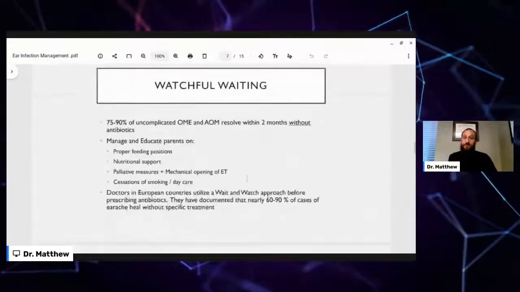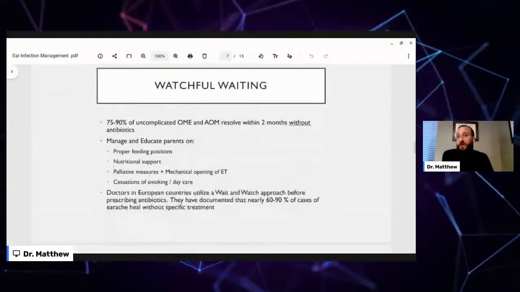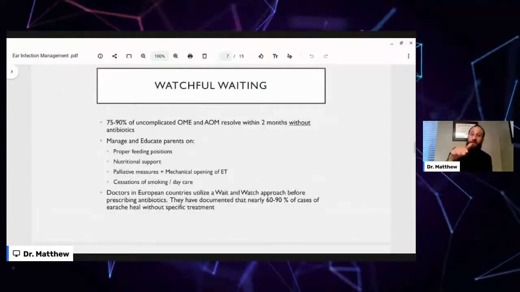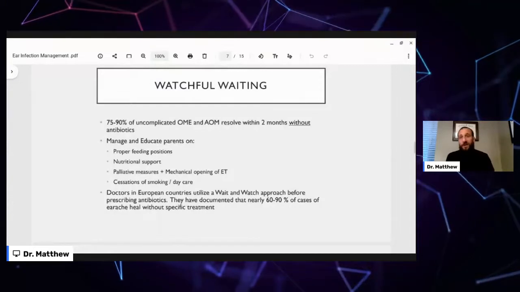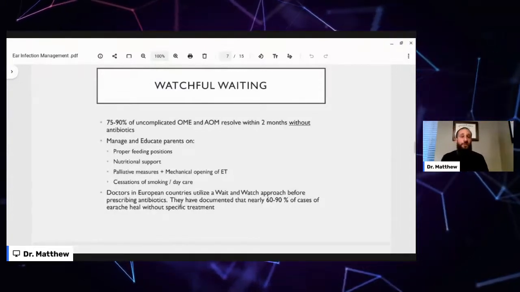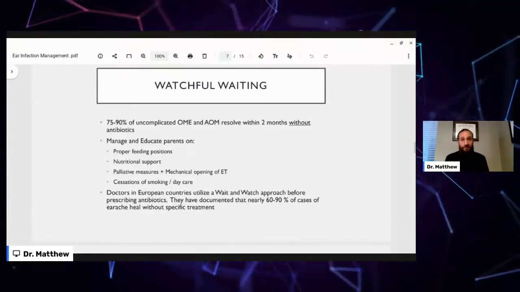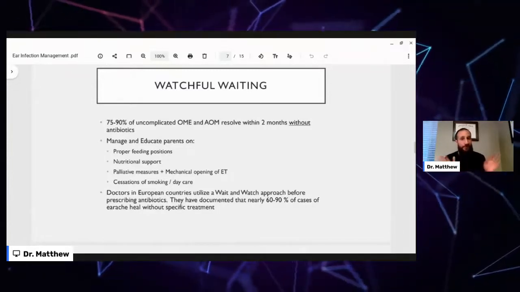Let's look at watchful waiting. So 75 to 90% of uncomplicated otitis media or ear infections resolve within 2 months without antibiotics. Doctors in the European countries utilize a wait and watch approach before prescribing antibiotics. They've documented that nearly 60 to 90% of cases of earaches resolve without any treatment at all. You can just let it be.